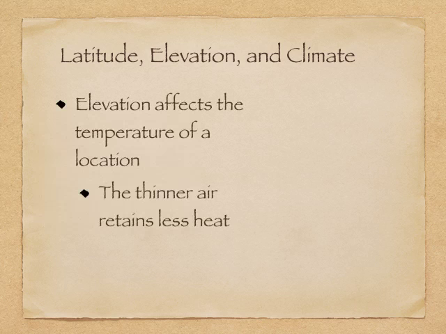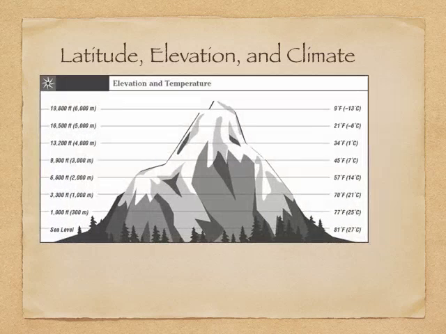So elevation affects the temperature of a location. The thinner air retains less heat. So we see here, using a mountain as our baseline, the closer to sea level, the hotter it is because it's closer to the Earth. The air can hold the temperature. The farther up you get, the colder it gets.